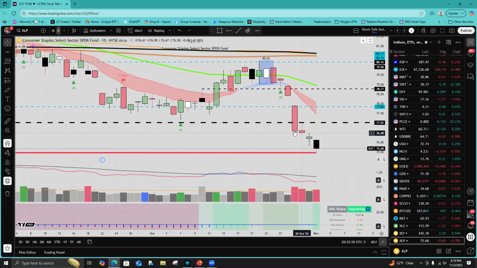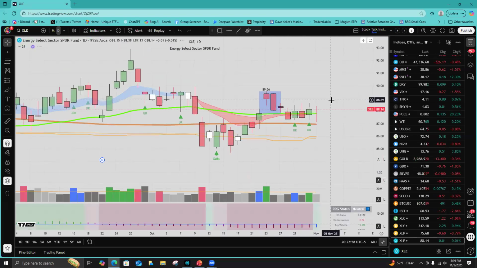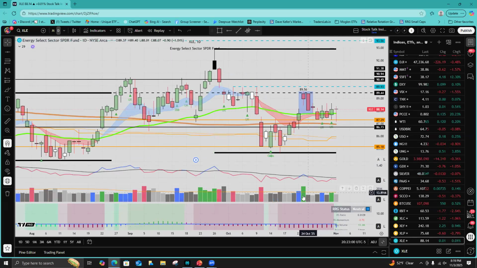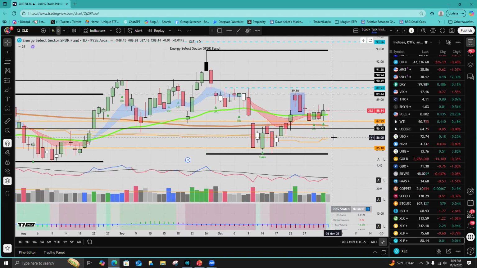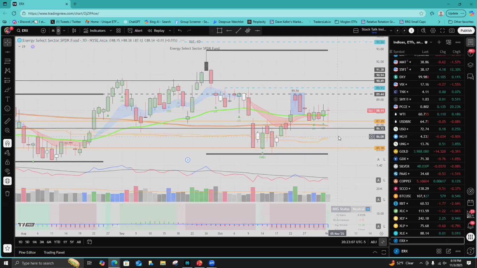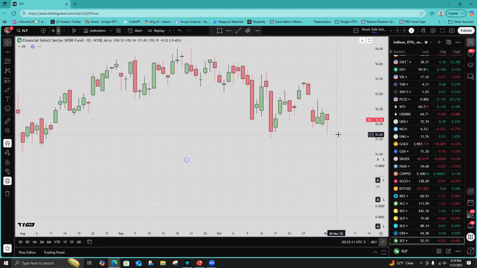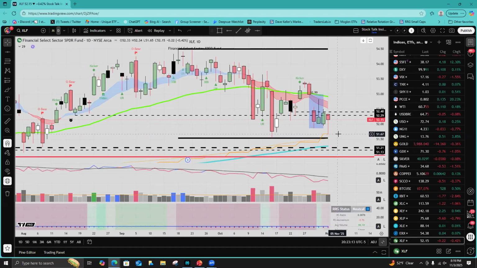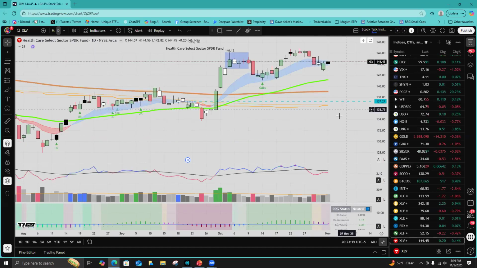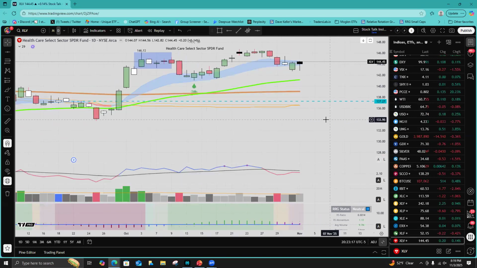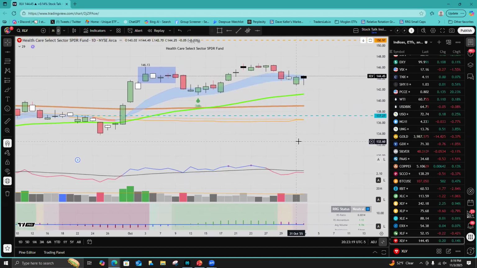XLP, just god awful. XLE, it's got some accumulation, a little bit of a character change on the volume, but price isn't following through. ERX, triple. XLF, god awful. About to lose the 230-week. XLV, nice hammer.